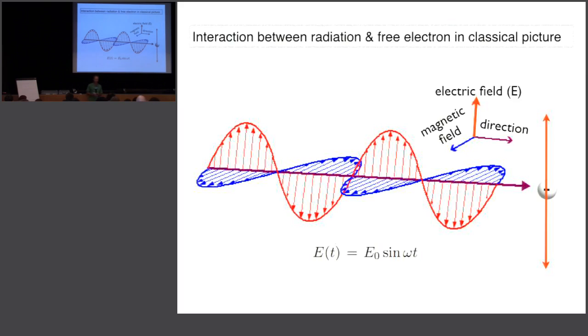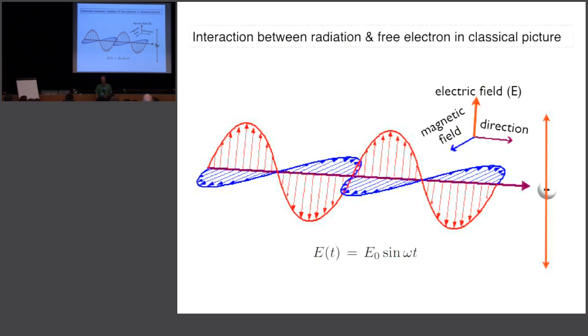So you have your free electron sitting here, and this electromagnetic wave coming in this direction. What happens is that the electron, when it sees the electric field associated with this wave, starts oscillating along the direction of the electric field, right? It's being accelerated.